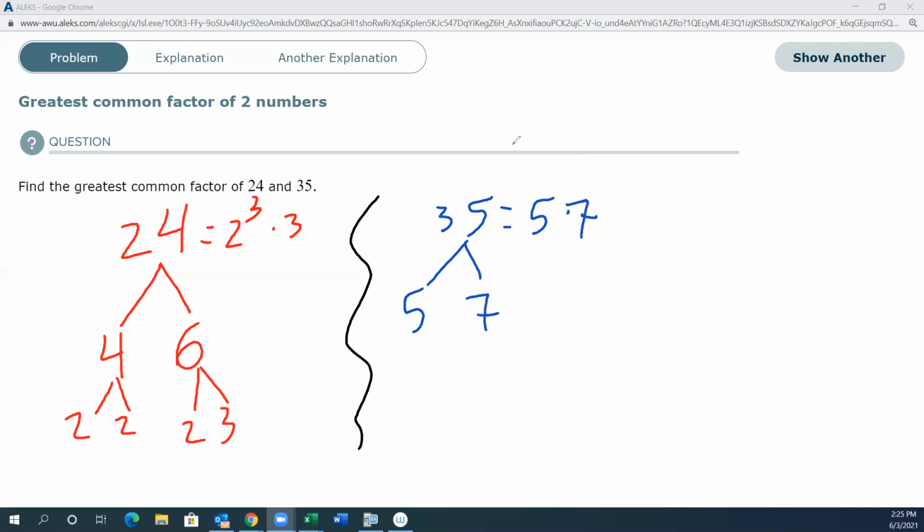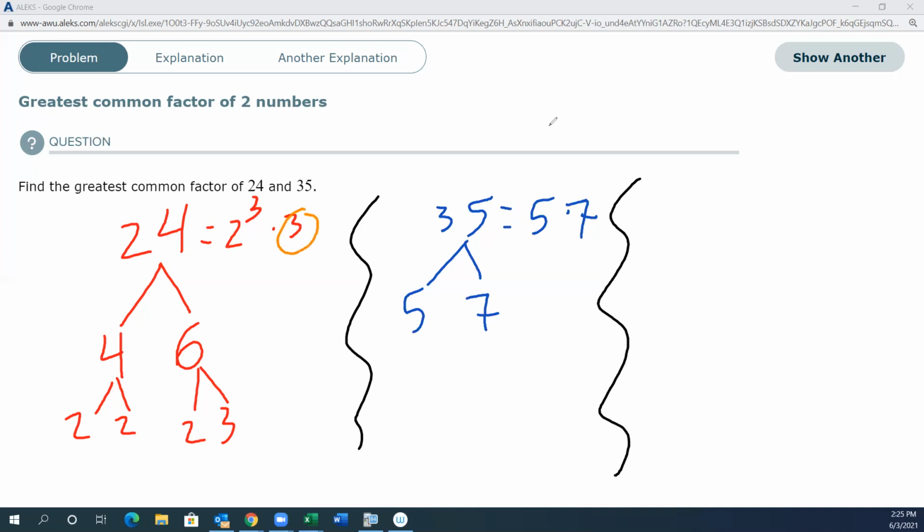Now we want to figure out, all right, what is the greatest common factor? The biggest thing that is going to divide into both of them. Well, it's got to be common. It's got to work for both. Well, does 2 divide into both? Nope, there's no 2's over here.